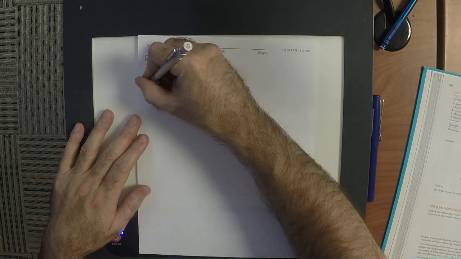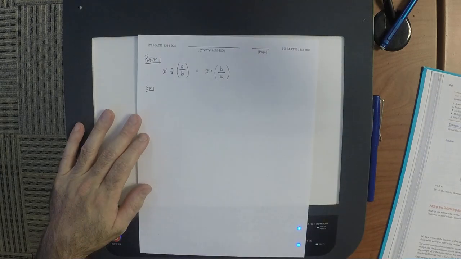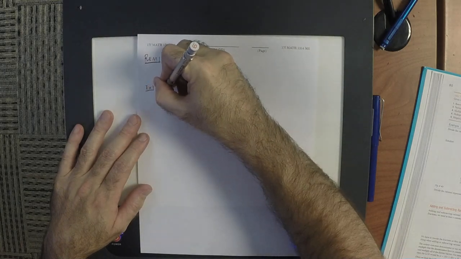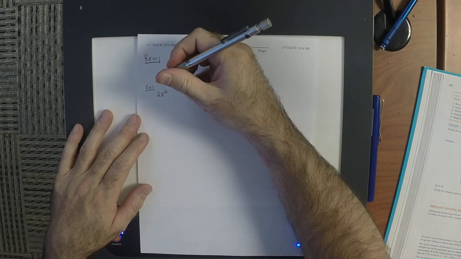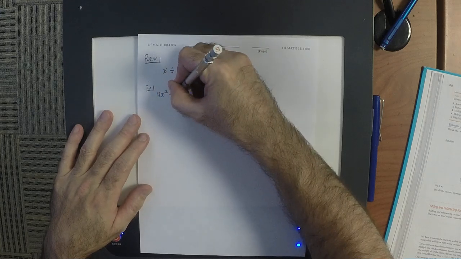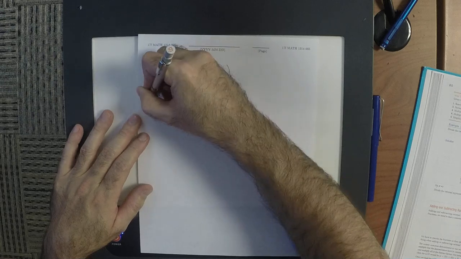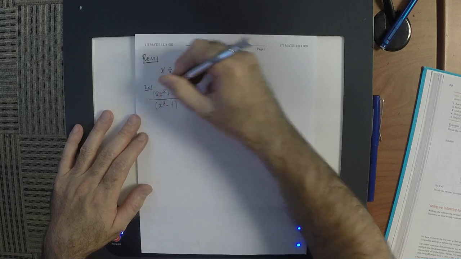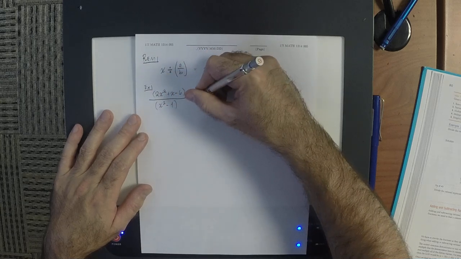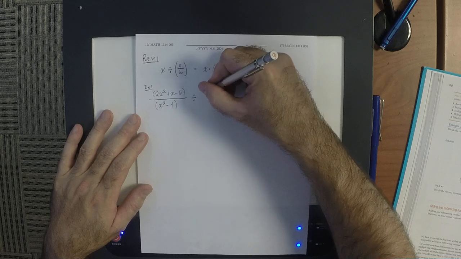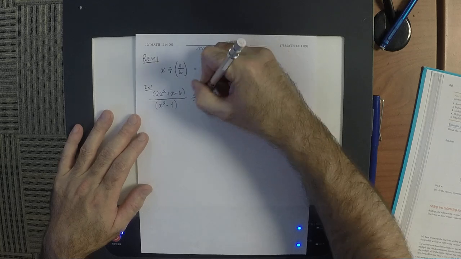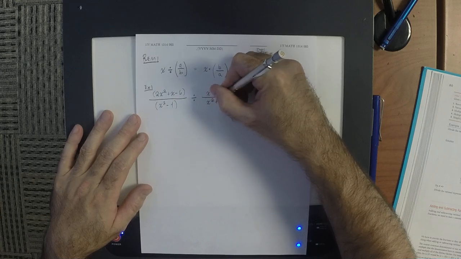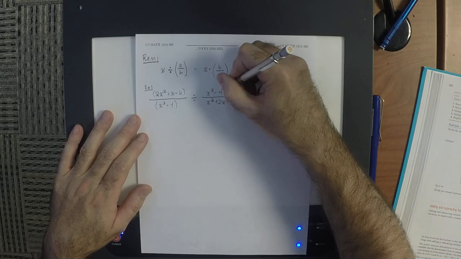Okay, so I could say something like, 2x squared plus x minus 6 in the numerator, divide by x squared minus 1 in the denominator, and then that's going to be divided by the rational expression x squared minus 4 over x squared plus 2x plus 1.